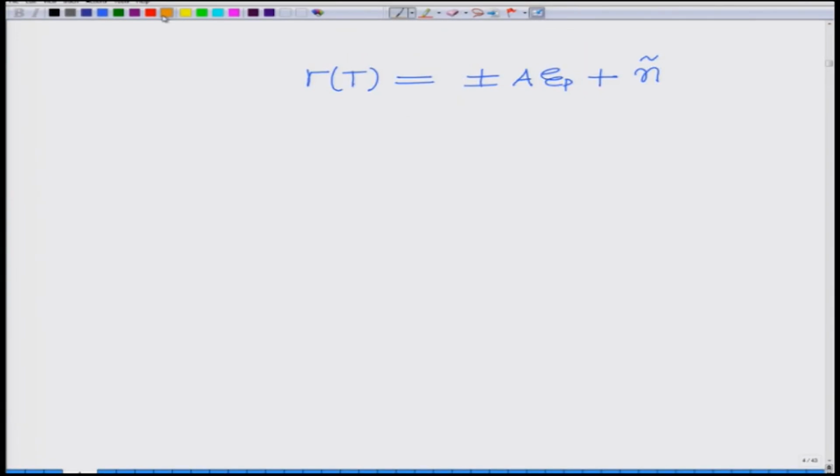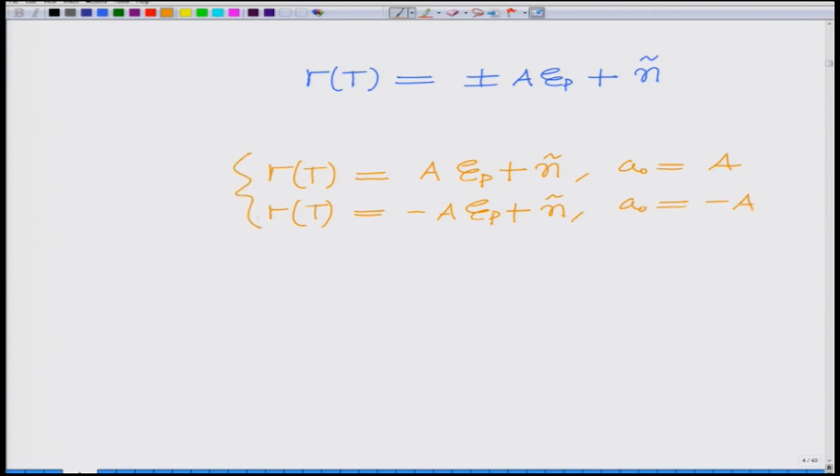Now, let us consider these two scenarios. Let us write them clearly. We have R t equals A E p plus n tilde if A naught is equal to A, that is corresponding to the information bit 0, or R t equals minus A E p plus n tilde if A naught equals minus A. So, this is basically a complete characterization of the output after sampling.